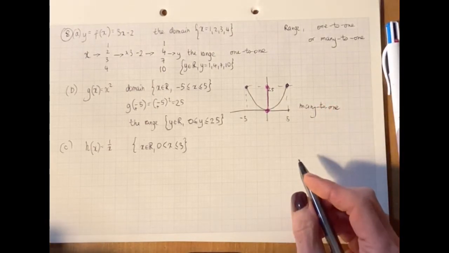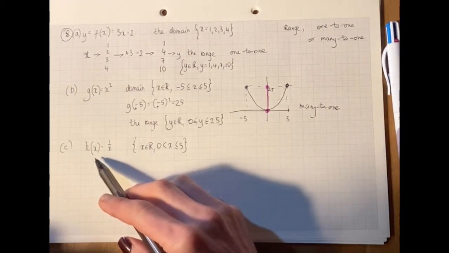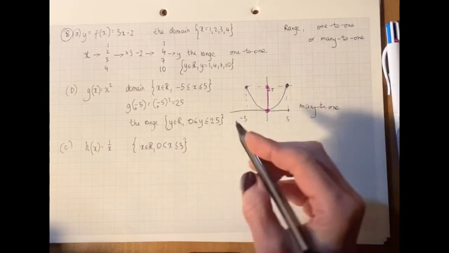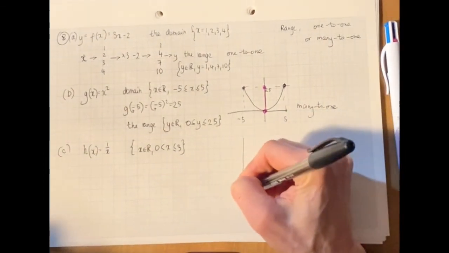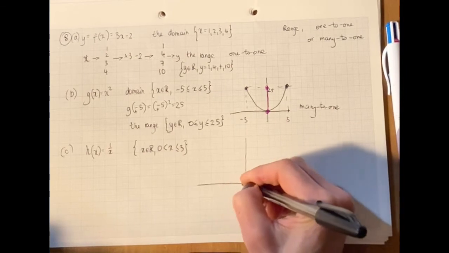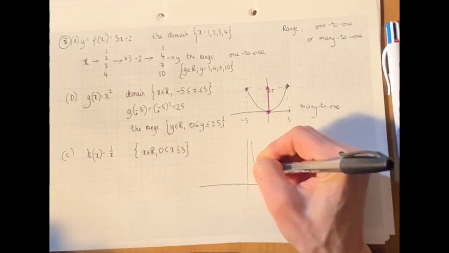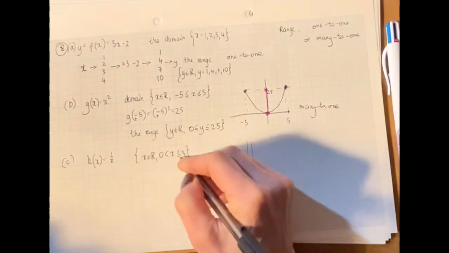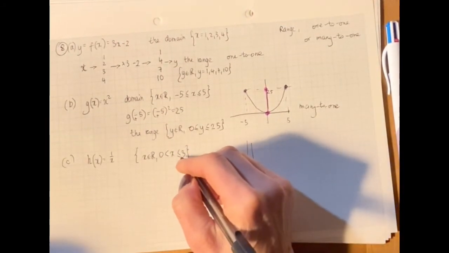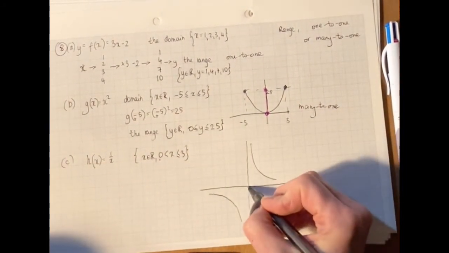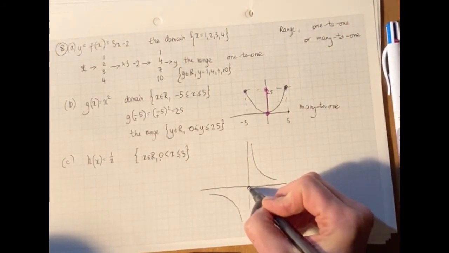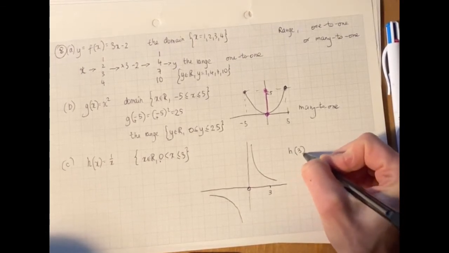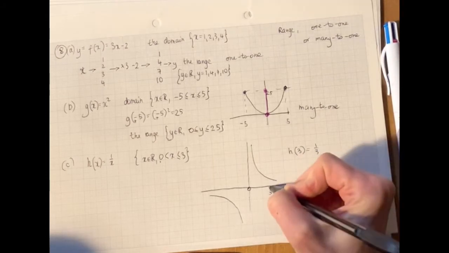Okay, part C, you've got a reciprocal graph, 1 over x. So for any quadratic and reciprocal graphs, I will always sketch this graph. So if we sketch 1 over x, 1 over x looks like this. There are 2 branches. However, we are only interested in the part from 0 up to 3. Now 0 takes you from the asymptote, so from that point. When it's 3, let's work out what h of 3 is. This is 1/3.